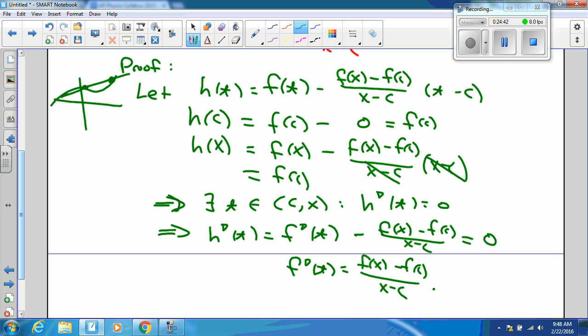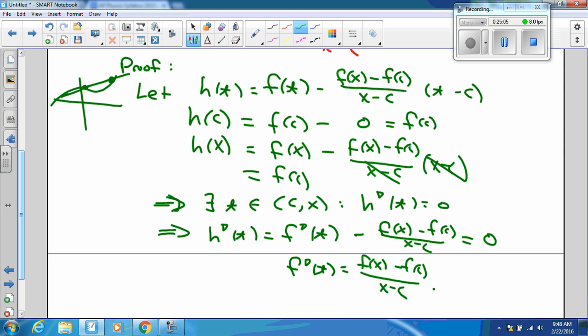Not this one. You can read it from there. Does it make sense? Does the logic make sense? Yeah, I hear that.